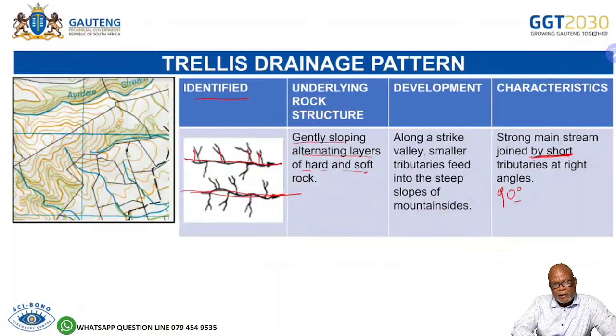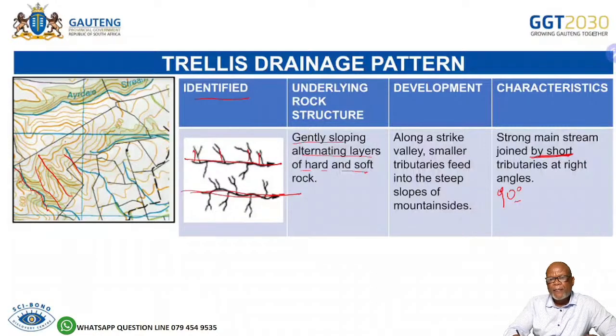Now let's look at here. What do we have here? You see, now we have contour lines that are bending towards the highest point, and then here we have contour lines bending towards the lowest point. So you have your soft rock here, you have your hard rock here, you have your soft rock here, then you have your soft rock. So this is how your trellis pattern is going to develop.